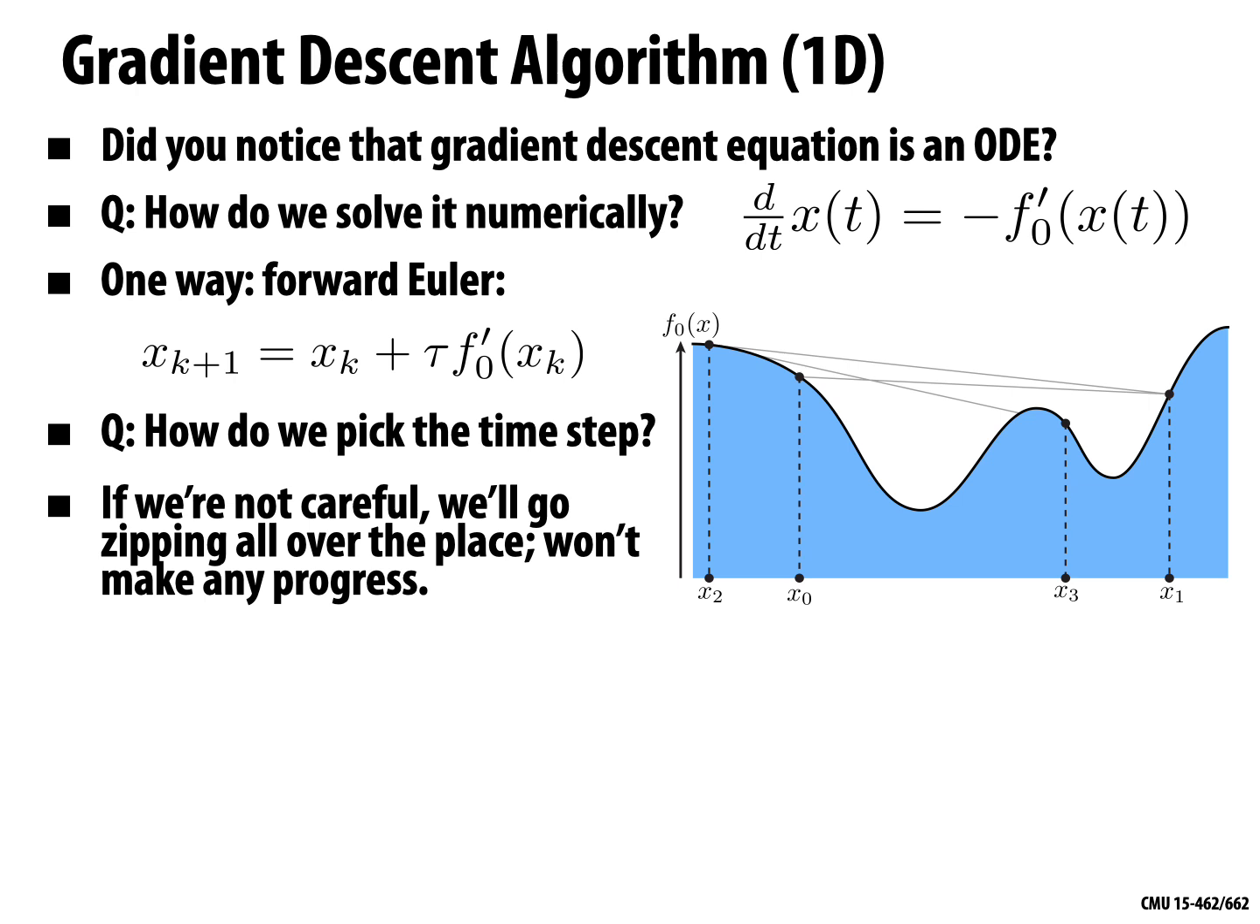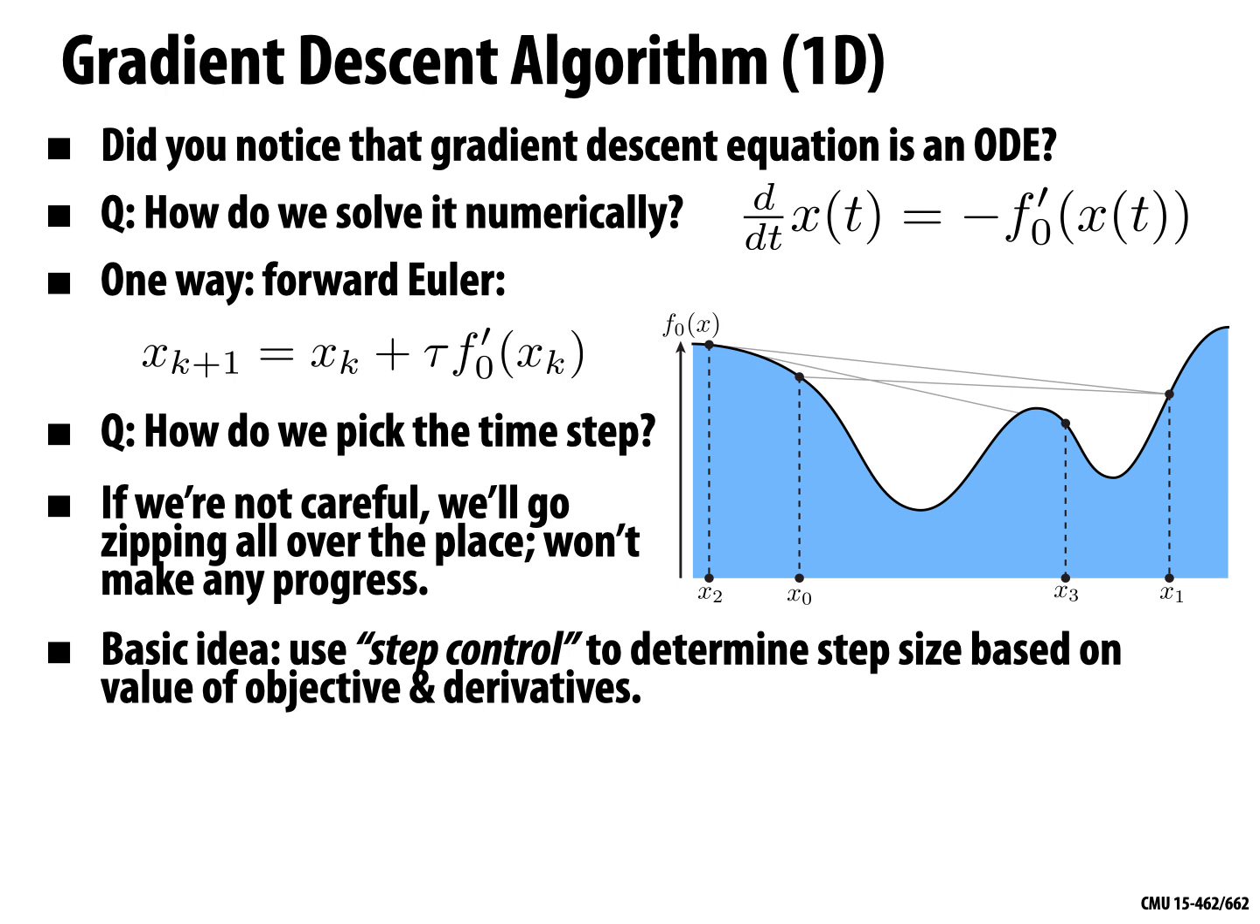Because if we're not careful, we take a huge step, then we're going to just start randomly jumping all over the domain, evaluating whatever the gradient happens to be there, jumping to some new point, and it's not clear we're going to make progress towards a local minimum. Okay? So the basic strategy is to use step control to determine a step size based on the value of the objective and its derivatives at our current point, or maybe at our point and some nearby points.